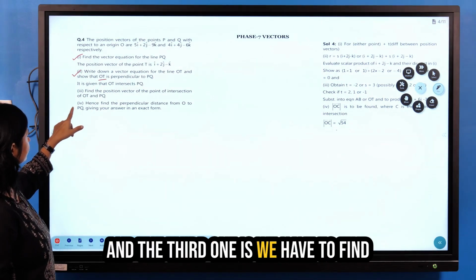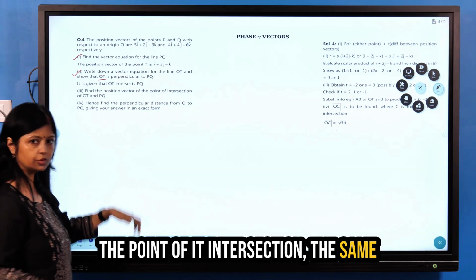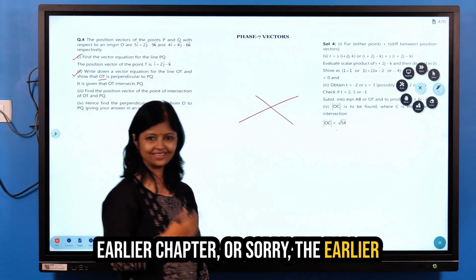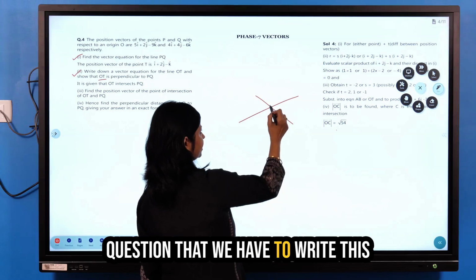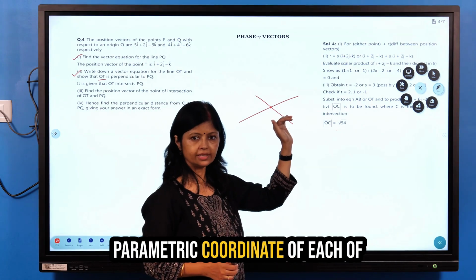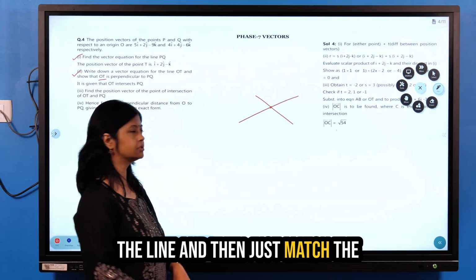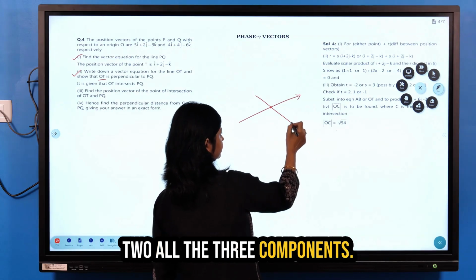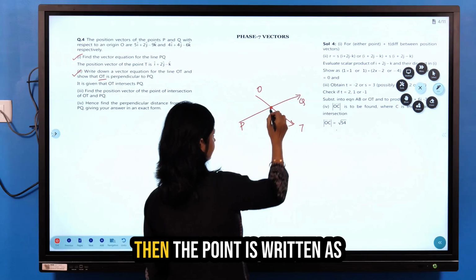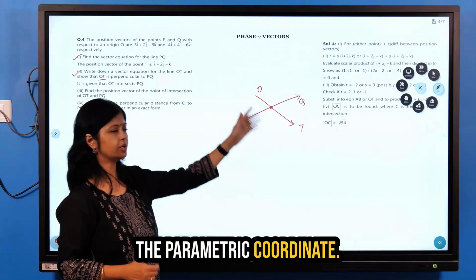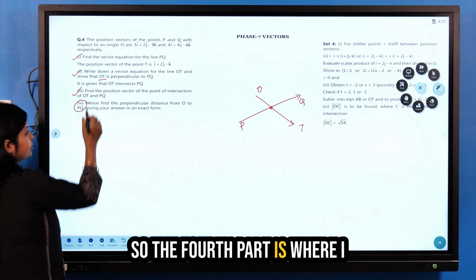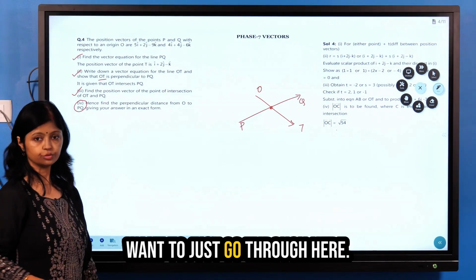And the third one is we have to find the point of intersection, the same concept that we have done in the earlier question. We write the point of intersection as the parametric coordinate of each of the lines and then match all three components. So if this is PQ, this is OT, then the point is written as the parametric coordinate. Again, we have already covered this. So the fourth part is where I want to go through here.